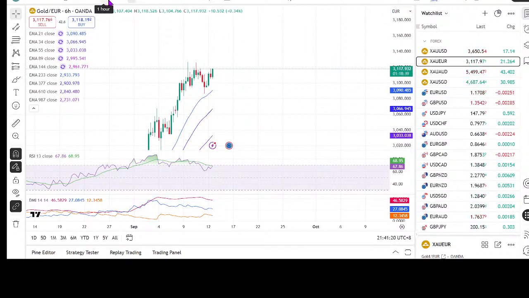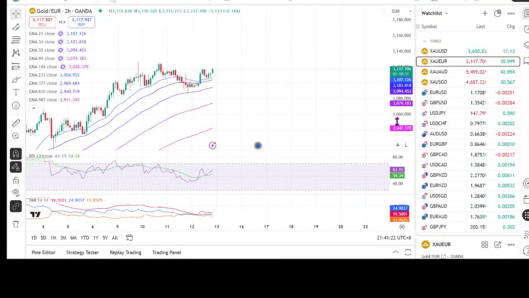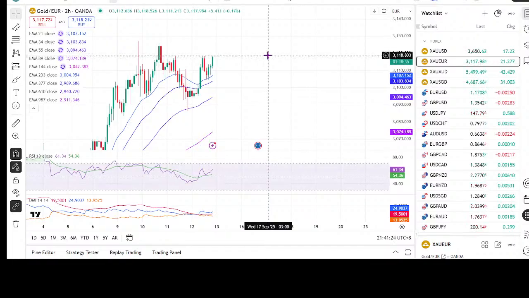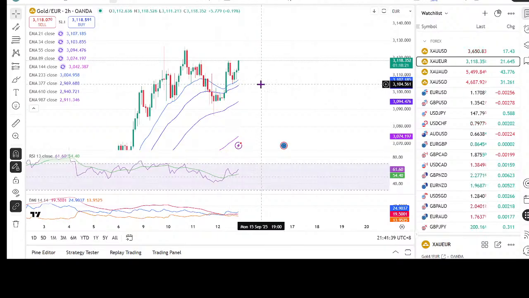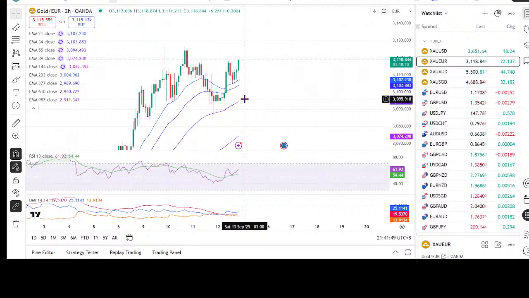So again, looking at this, we need to see a break and hold above this 20. Okay, so gold euro looks also to be coming near the high, so we will just have to wait to see whether the price breaks that level. Okay, if it breaks, then we can go for an add-on entry and do this.